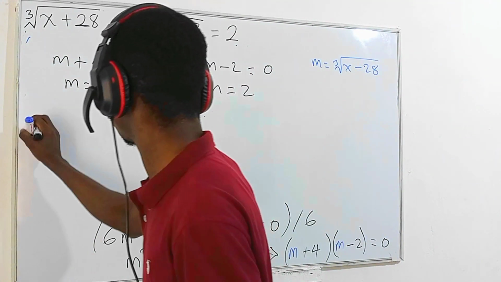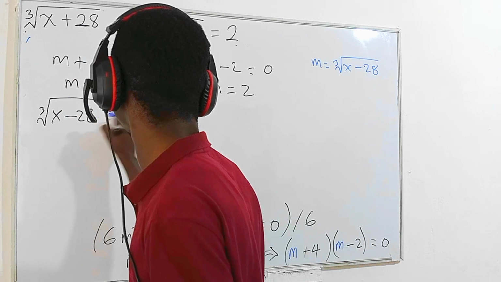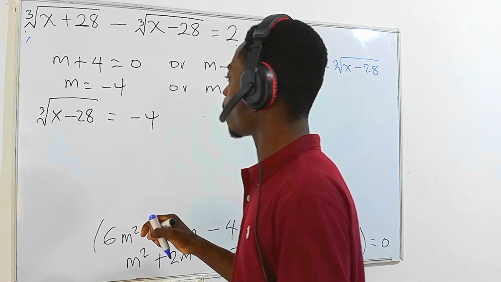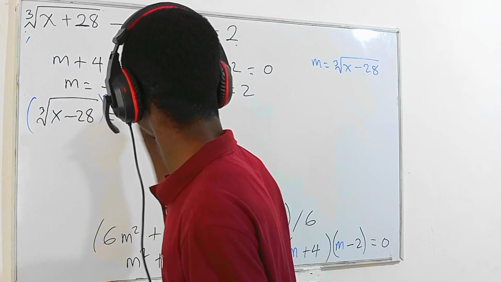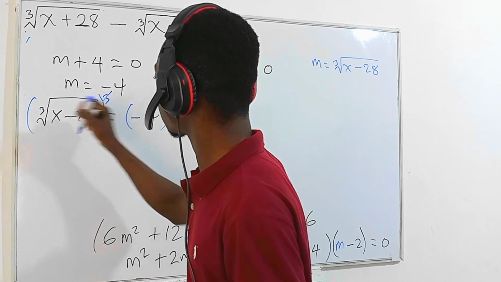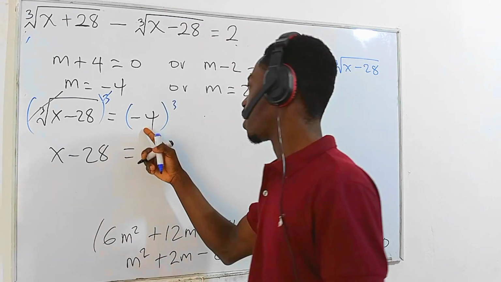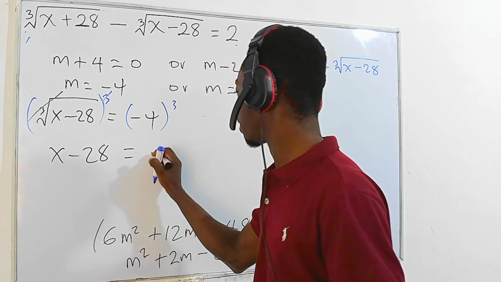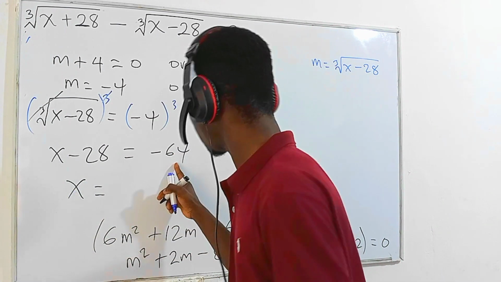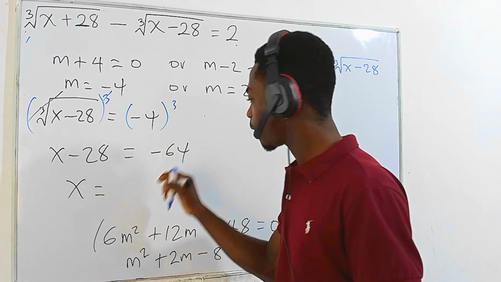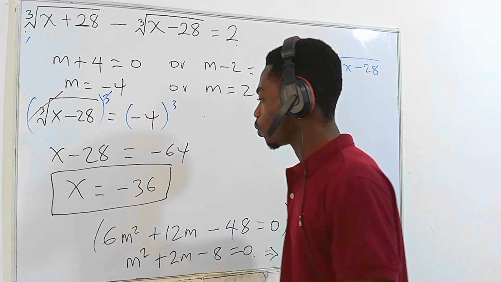Considering the first one, we have the cube root of x minus 28 is equal to m, where m is minus 4. We want to look for the value of x. Let's raise each side of the equation to the third power so that the cube root and the power leave, and we are left with x minus 28 is equal to negative 4 to the third power, that is negative 64. So we have x is equal to negative 64, transposing this, it will be positive, so everything here will be minus 36.